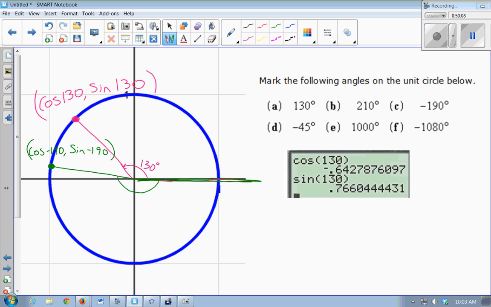You could also put in cosine of positive 170, because if you start at the positive x-axis and go 170 degrees in the counterclockwise direction, you'd land at the exact same point. So you can do either one. Your calculator will be able to give both of those angles to you.